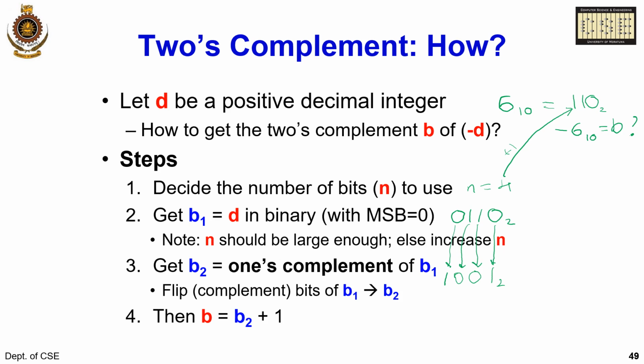Finally, to get the 2's complement, b, we add 1 to b2. Right, so plus 1. Simple addition. 1 plus 1 is 1, 0. Okay. We carry 1 here. 1 plus 0 is 1. This 0 is now written as 0. This is still 1. This is the 2's complement of minus 6.